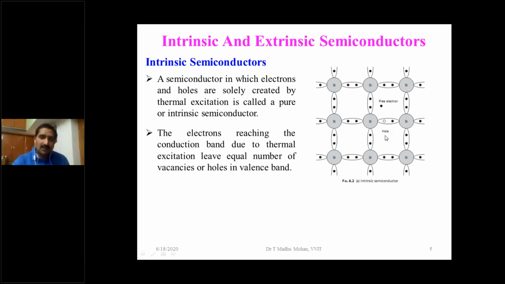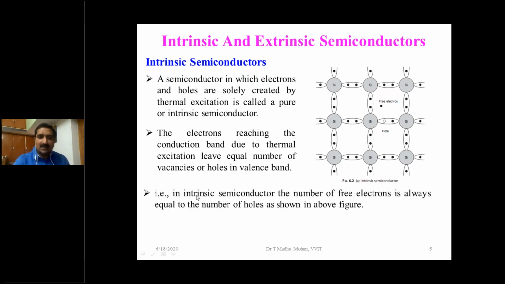So when the bond breaks, the electrons move from the valency band to the conduction band. So electrons are available in the conduction band, and holes are available in the valency band. The number of free electrons available in the conduction band is equal to the number of holes available in the valency band of an intrinsic semiconductor. That is, in intrinsic semiconductor, the number of free electrons is always equal to the number of holes, as shown in the above figure.